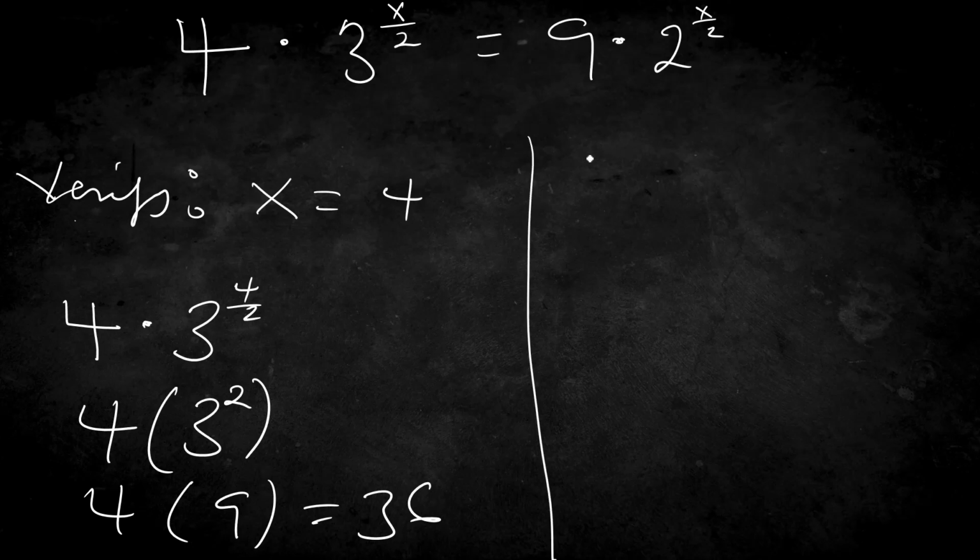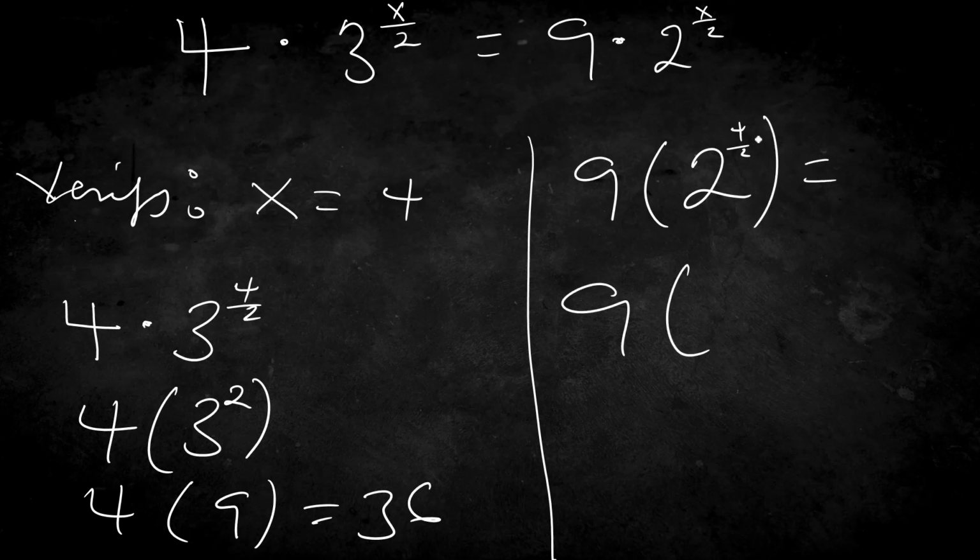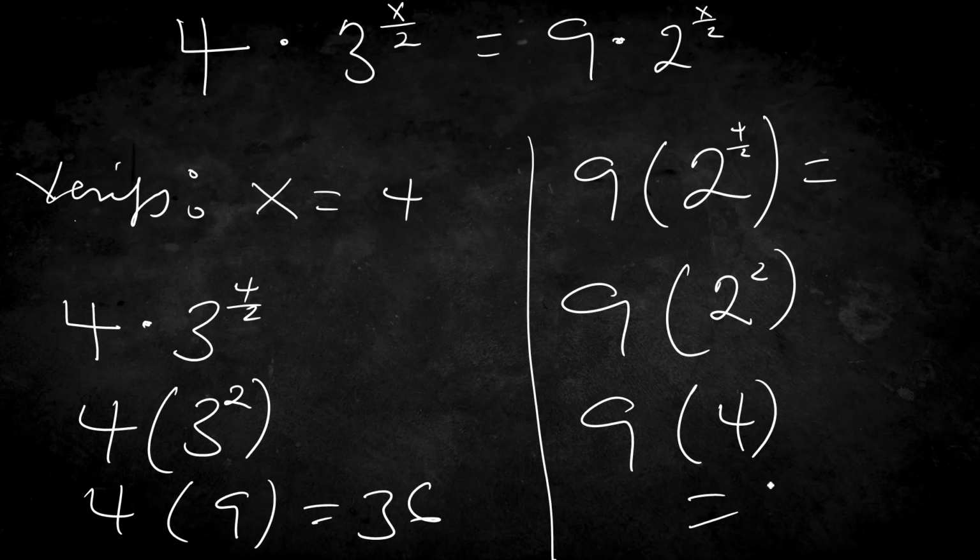Now let's look at the right hand side. 9 times 2 raised to x, which is 4 on 2. So we have 9 times 2 squared. 9 times 4, which is 36. Hence correct.